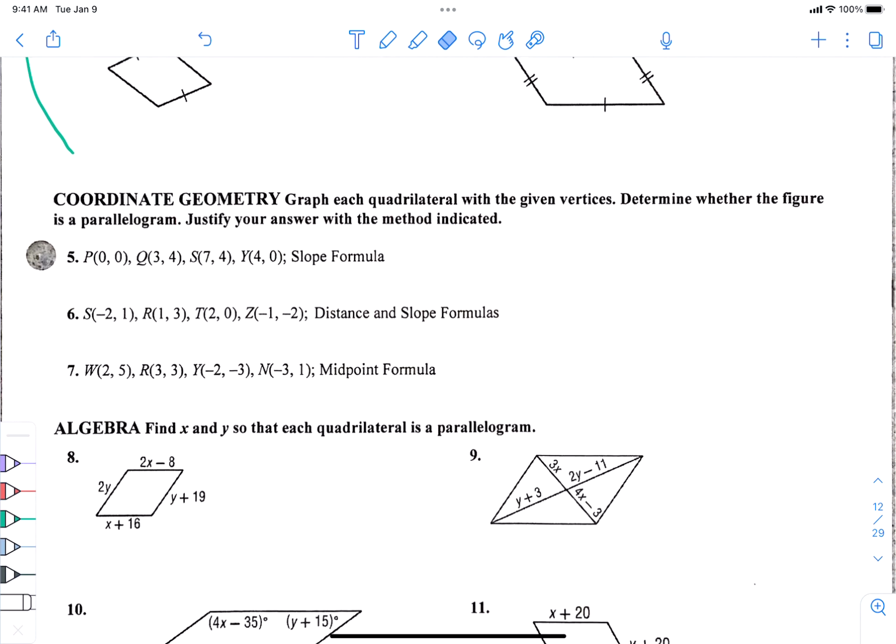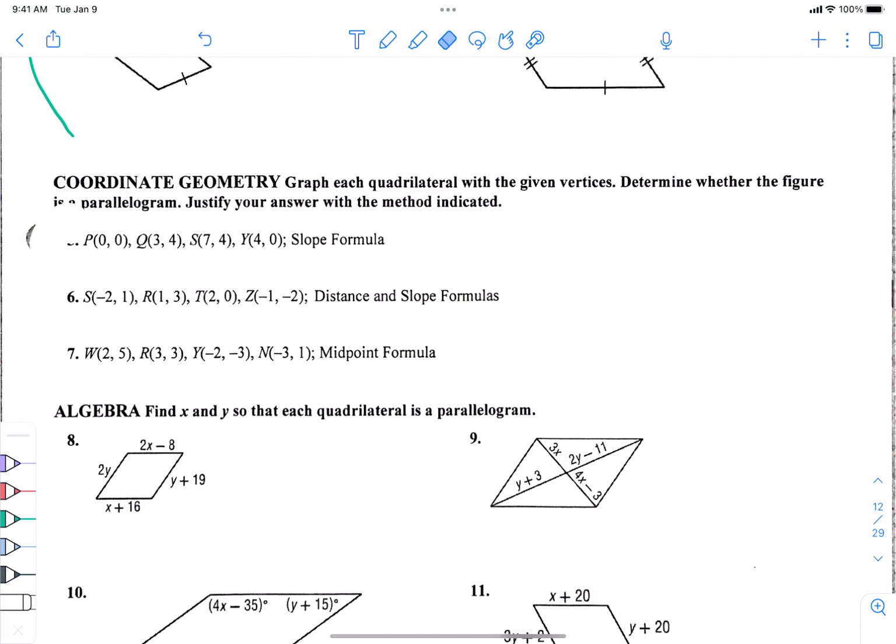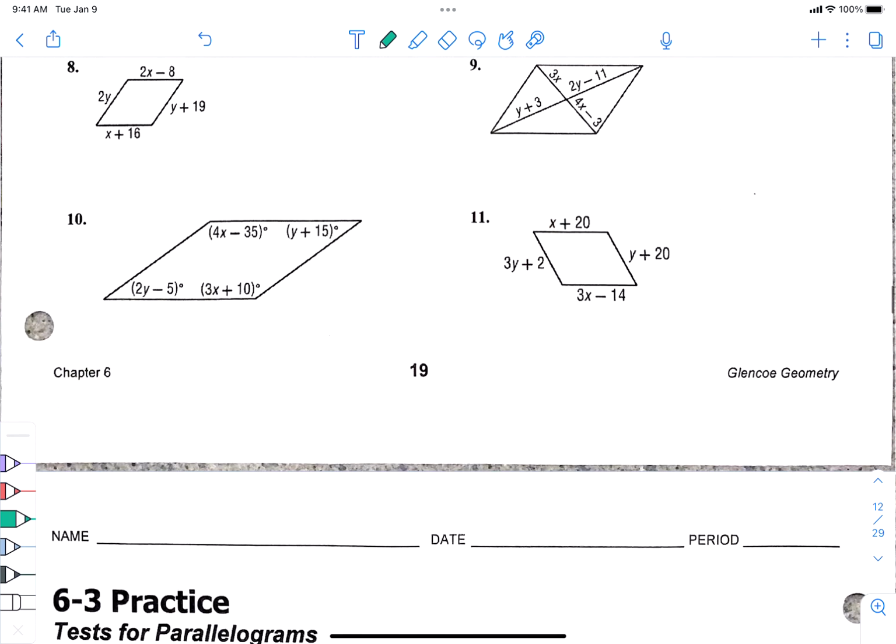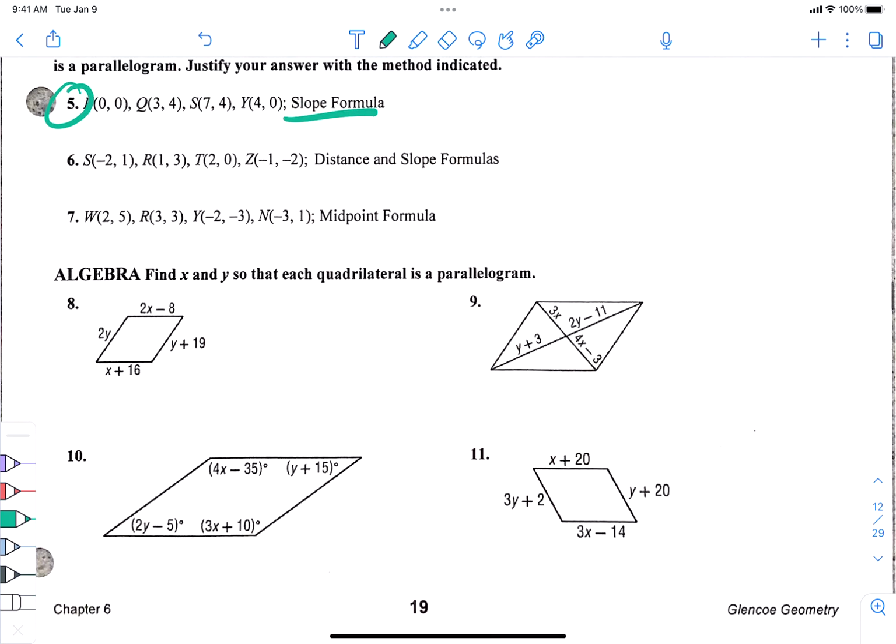Okay. On these guys, I'm just going to have you do number 5 here. That's a slope formula. Okay. And do all of the bottom ones, 9, 10, or 8, 9, 10, 11. Okay, so you can skip 6 and 7 because those are like a longer problem. So you've got a lot of room to write out number 5 for the slopes.